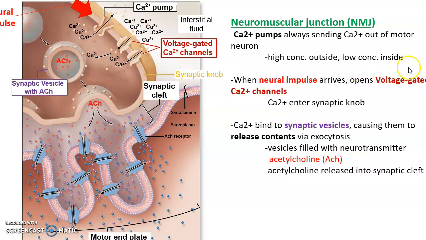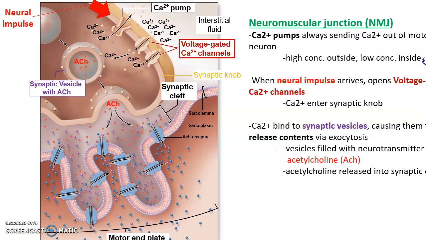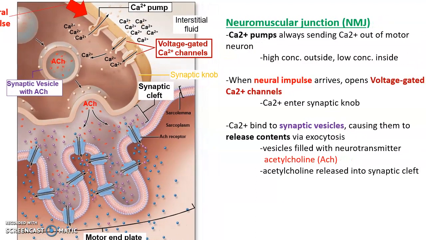When the neural impulse arrives at the synaptic bulb, it is an action potential. So it is a change in charge. And that change in charge running along the plasma membrane of the neuron activates voltage-gated calcium ion channels. And these open up, calcium ions flood into the cell, going from high concentration to low concentration. When they enter the synaptic bulb or synaptic knob, they will then bind to the synaptic vesicles.